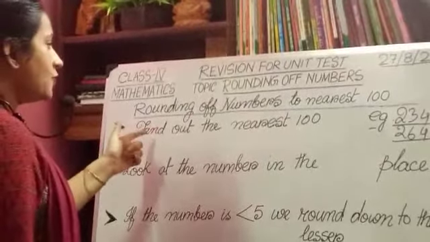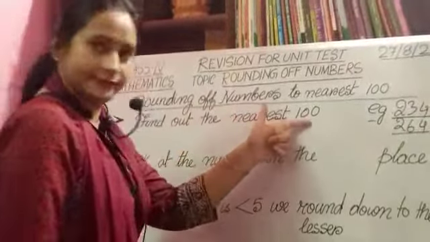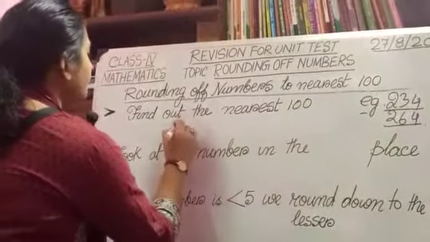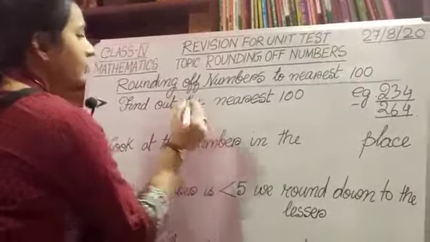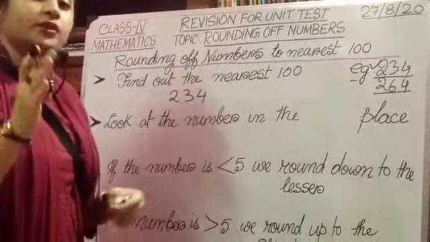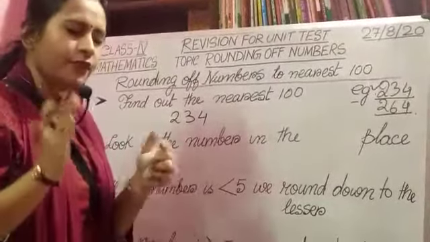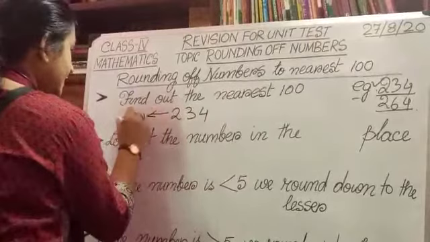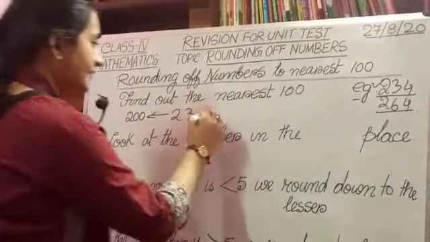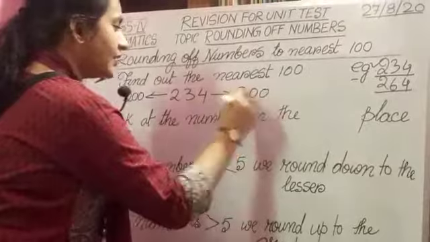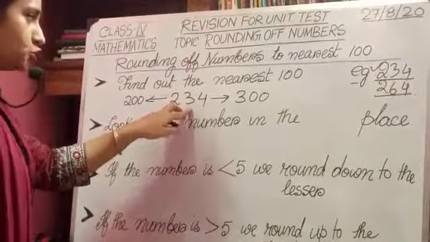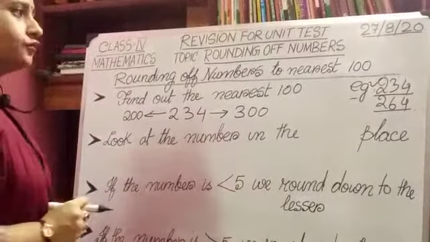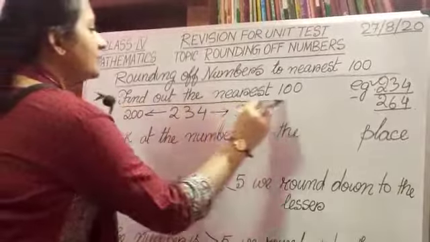My first step is to find out the nearest hundreds to that number. So first of all, I am writing 234, the first example. What are the 2 hundreds that are nearest to this number? This side it is 200 and this side it is 300. So 234 is situated in between the 2 hundreds, 200 and 300. So the first step is done.